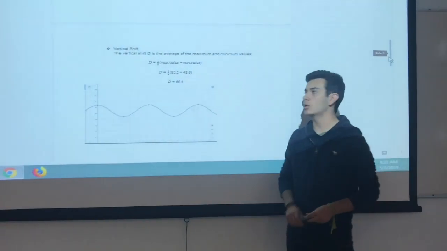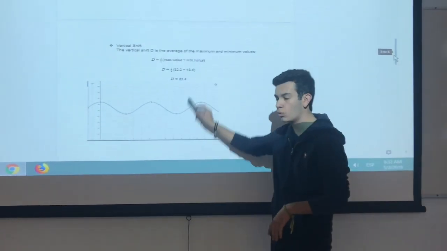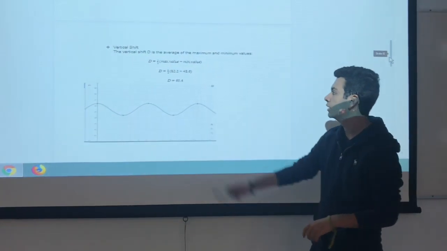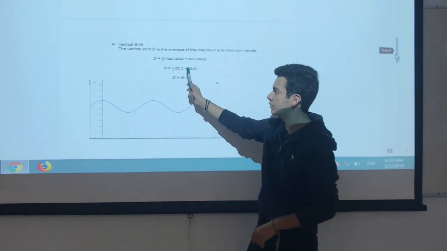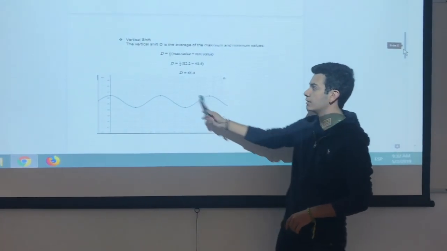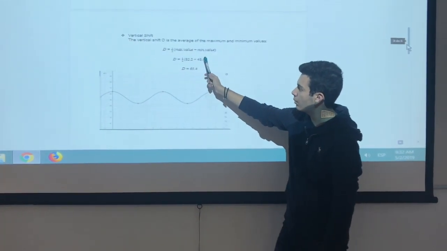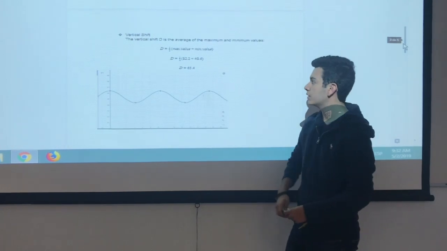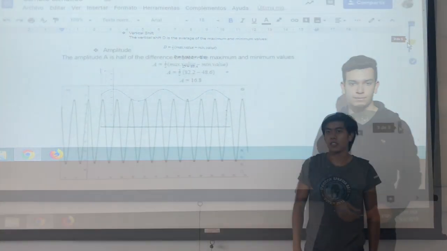The first value we wanted to find was the vertical shift. That is the movement of the graphic in the y-axis. To find the vertical shift, we need to add the maximum value with the minimum value and divide all of this by 2. The maximum value in this case is 82.2 and the minimum value is 48.6. The result of this is 65.4. So this is our vertical shift.